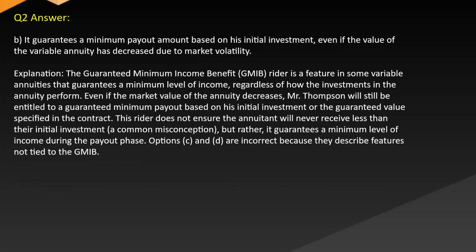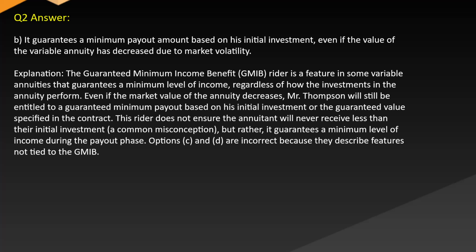Answer: B. It guarantees a minimum payout amount based on his initial investment, even if the value of the variable annuity has decreased due to market volatility. Explanation: the guaranteed minimum income benefit (GMIB) rider is a feature in some variable annuities that guarantees a minimum level of income regardless of how the investments in the annuity perform.